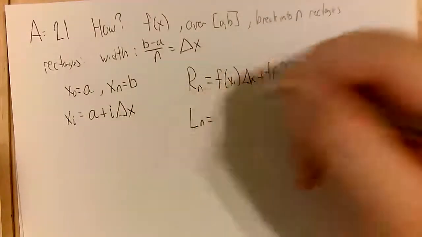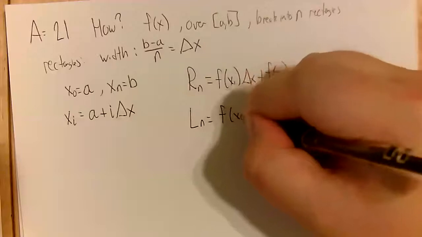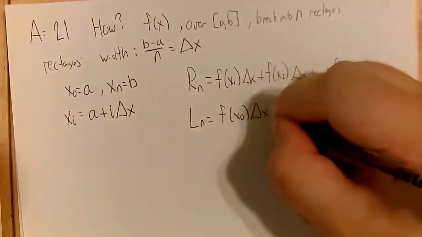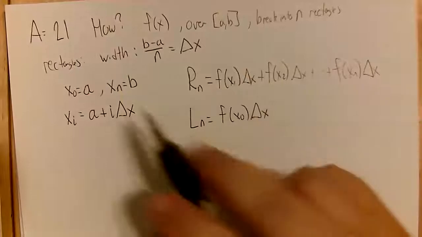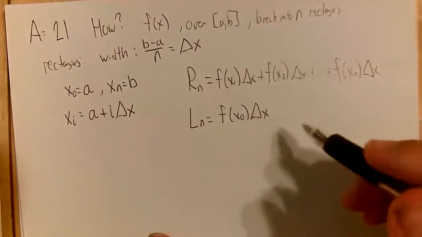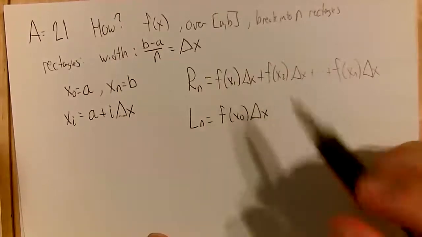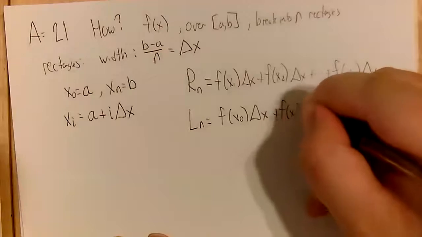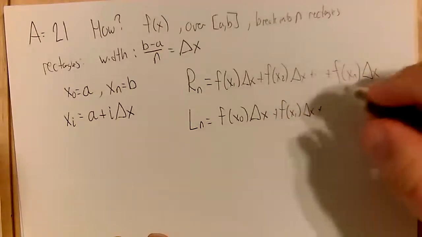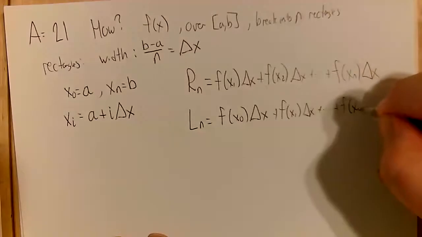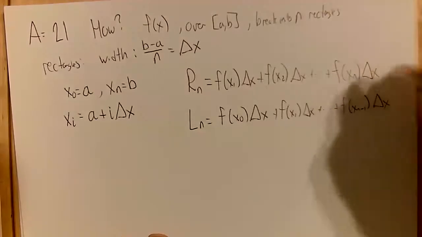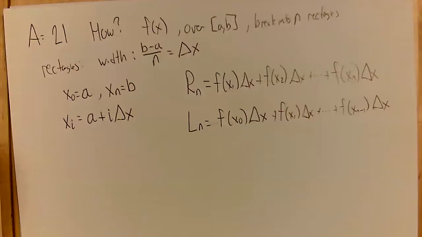And the left-hand one is similar, only everything shifts backwards by 1 step. So I'm going to start at x0, which is a. So notice how in the previous example, I started at 0, which was my a for the 2x squared plus 1. And then I have f of x1 delta x, and so on and so forth. And then I get to f of xn minus 1. So I don't go quite as far as the right-hand sum does. I go 1 before that here. And we could also assemble a similar formula for the midpoint. I'm going to focus on the left and right here.